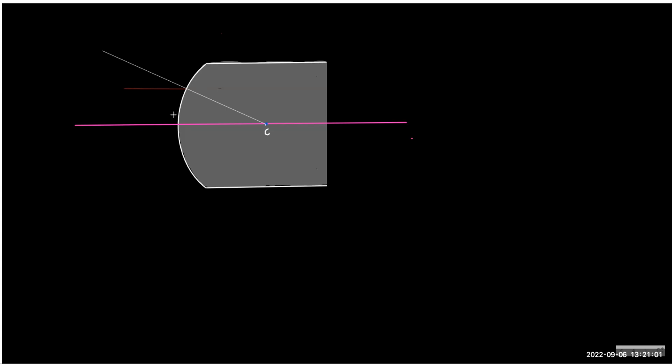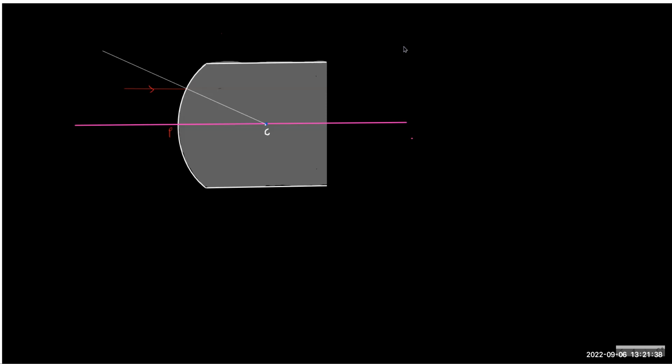If the ray is horizontal, where is the object? The object is on the left side. How far? Infinity. So we can say the incident ray is coming from infinity, isn't it? So when we draw a parallel line, it means the light ray is coming from infinity. Okay.